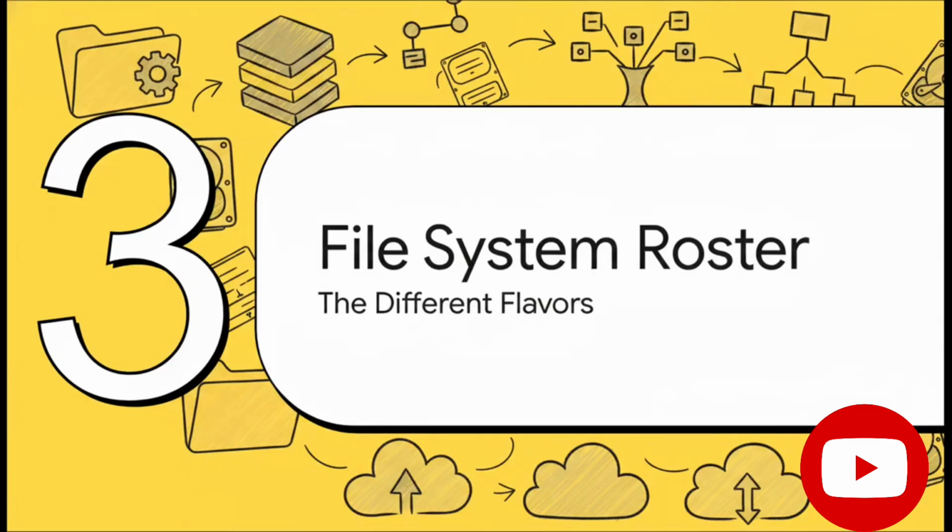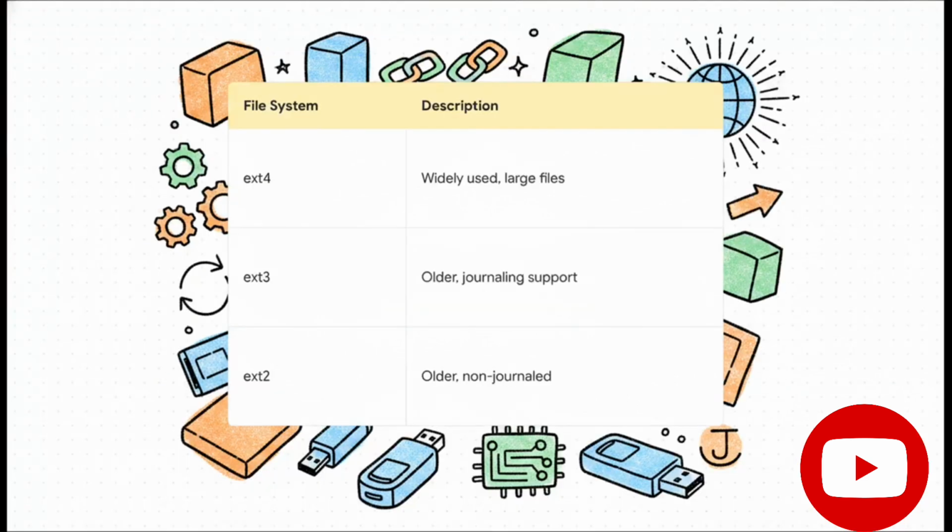Moving to Section 3, the file system roster, exploring the different flavors. So looking at the native Linux ecosystem, it really evolved through the ext family. We started with the non-journaled ext2 way back in the day, moved up to ext3, which added that crucial journaling feature we just talked about. But the absolute, undisputed heavyweight champion today, that's ext4. It's everywhere. It perfectly balances backwards compatibility with the ability to handle massive files without breaking a sweat.